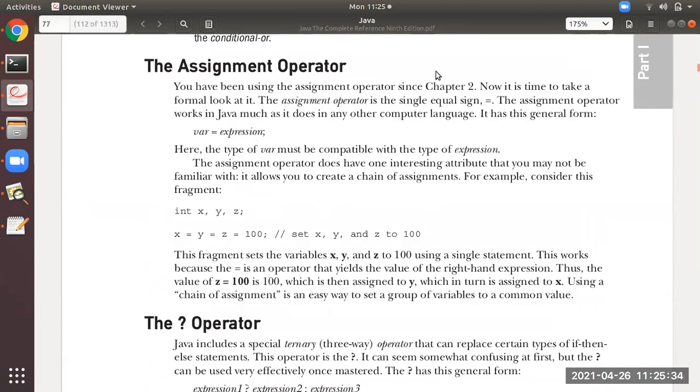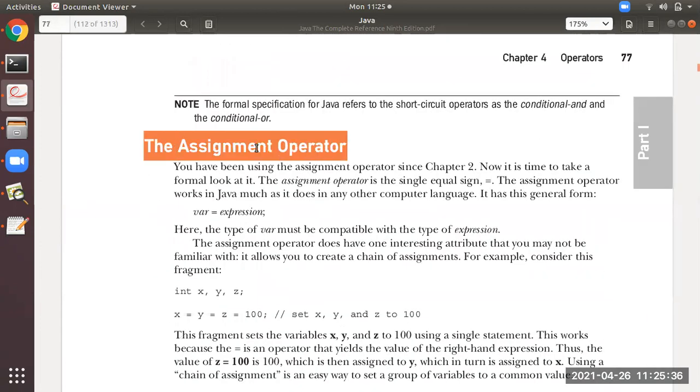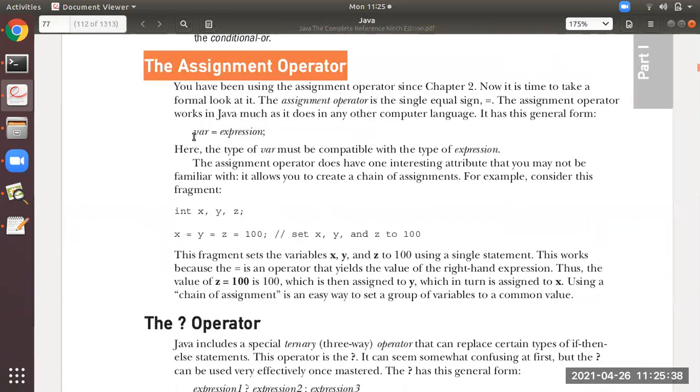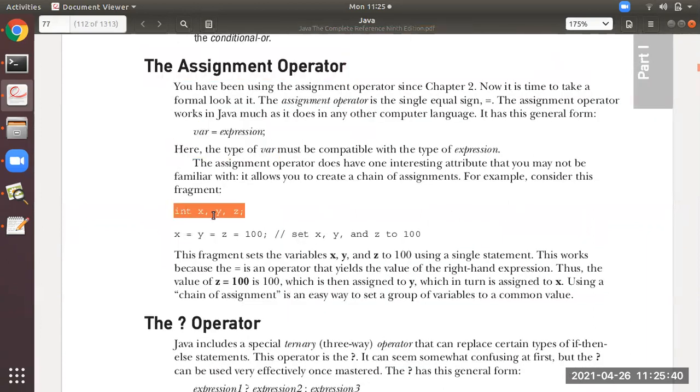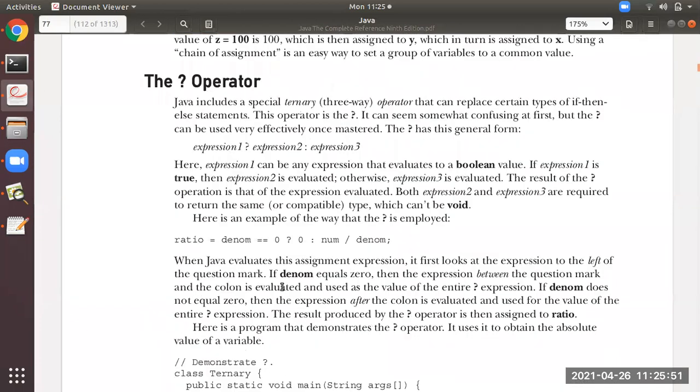Then it will take just 2 minutes for me to explain this. The assignment operator: var equal to expression, int x, y, z. All three variables can also be written like this, that is x equal to y equal to z, which is set to 100. This you have learned in your Python also.